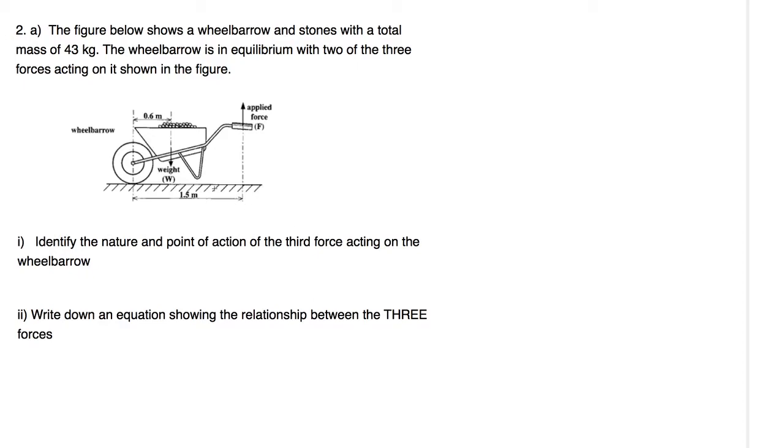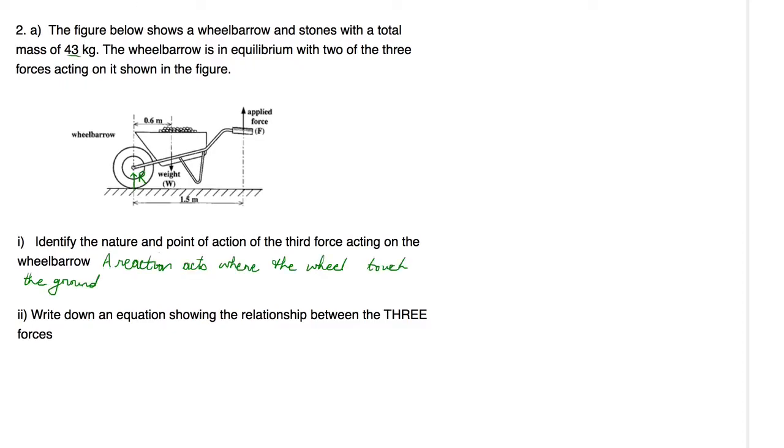Okay, so let's take a look at the wheelbarrow. We see we have the weight acting downwards at this point. That's one force. We see the applied force acting upwards at the handles, and we can come up with the third force as the reaction that occurs where the wheel touches the floor. So we can put a reaction force right here. Can label it R. So the reaction acts where the wheel touches the ground.